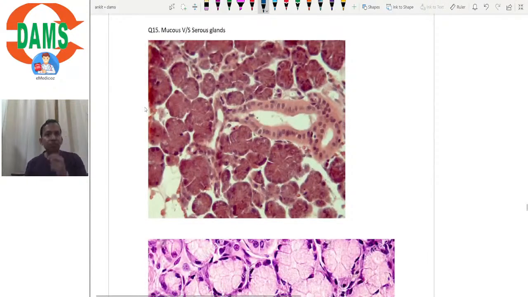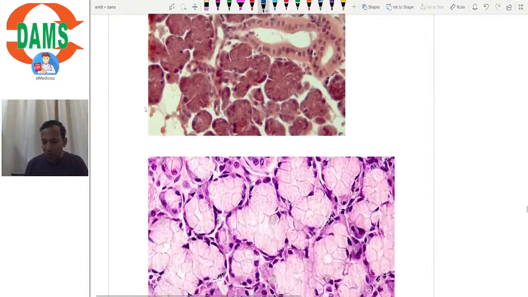So the next question is mucus versus serous gland. So more than a question, it is more of an information, isn't it? So we can see 2 diagrams here, 2 histologic sections here. One is a mucus gland and the other one is a serous gland. So can you differentiate between the two? Can you identify which one is the serous gland and which one is the mucus gland? So take a closer look at the first picture.